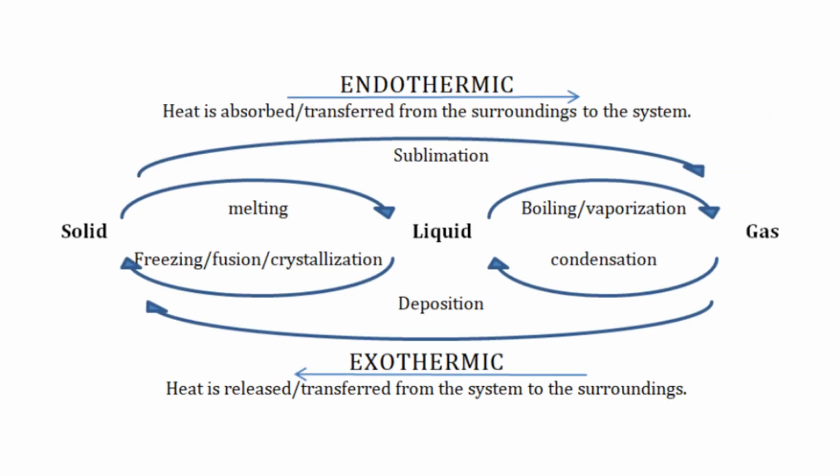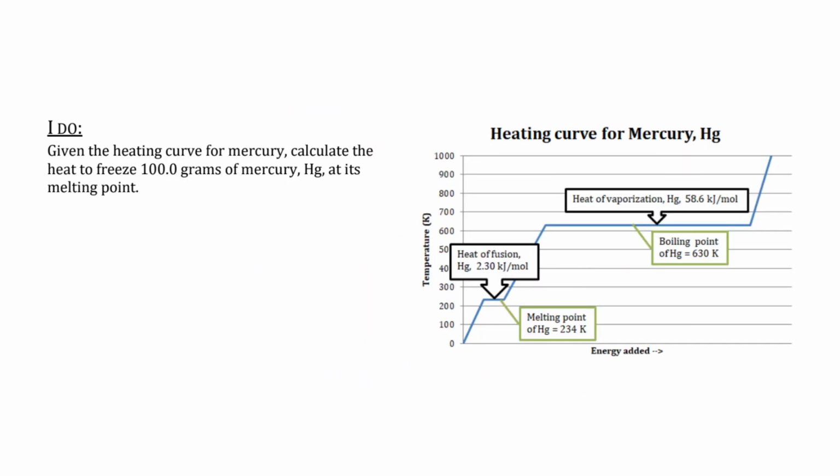We talk about endothermic and exothermic reactions. In endothermic processes, heat is absorbed from the surroundings by the system, while in exothermic processes, heat is released from the system into the surroundings. Through the different phase changes, you have solid, liquid, gas. When we're looking at solid to liquid, you may see fusion, crystallization, freezing, melting. Going from liquid to gas is boiling and vaporization, condensation, depending on which direction you're going. Sublimation and deposition we've talked about before.